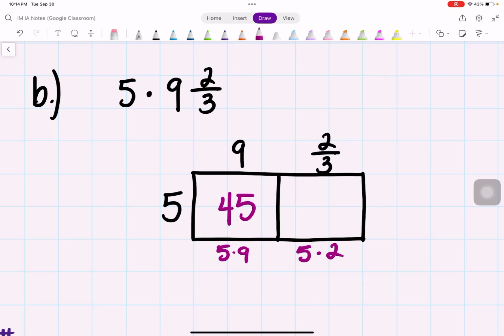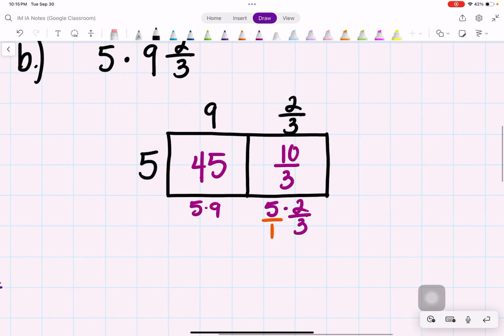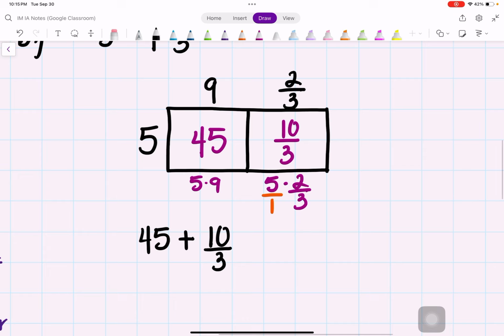Now, on this one here, guys, I do have a whole number, so let's put that over 1 to create that fraction. And it gives me 5 times 2 is 10 over 1 times 3 is 3, right? So I'm going to just rewrite this on the bottom, guys. This is actually going to be 45 plus 10 over 3.